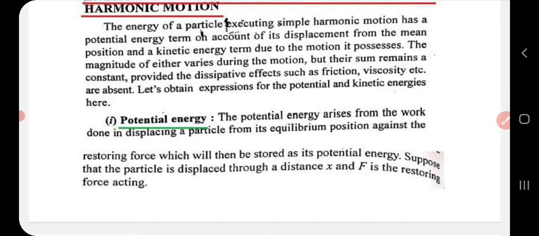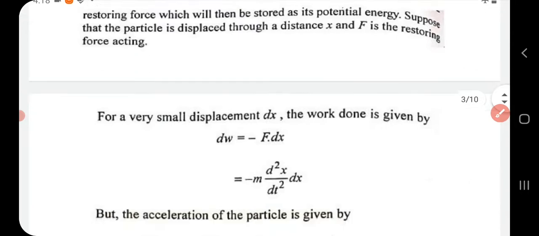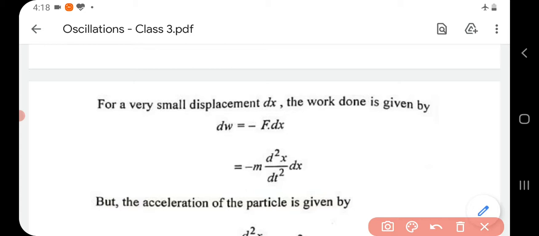potential energy. Okay, now suppose that the particle is displaced through a distance x and let F be the restoring force. Then what will be the small work done? Work is actually force into distance, right? But since we are going to consider a small displacement, say dx, then the work that we are considering also will be small, say dw. So dw will be minus F dx. Negative sign indicates that that work is done against restoring force. That is why negative sign is put there.